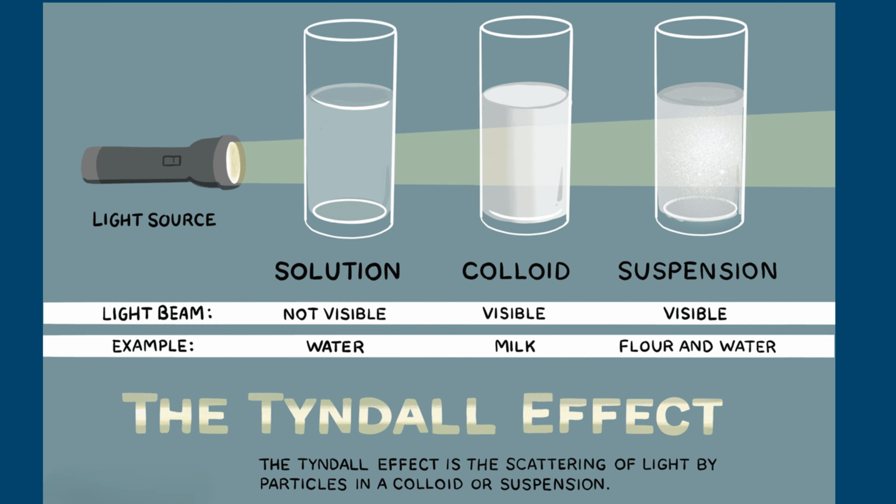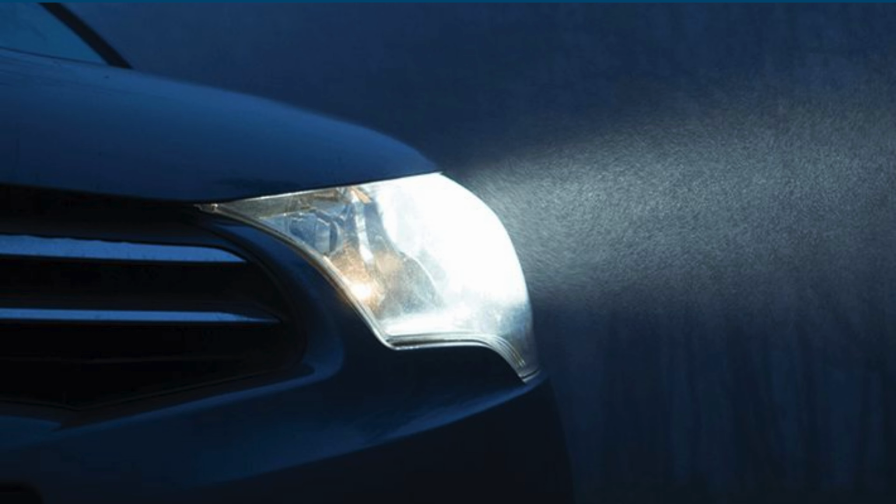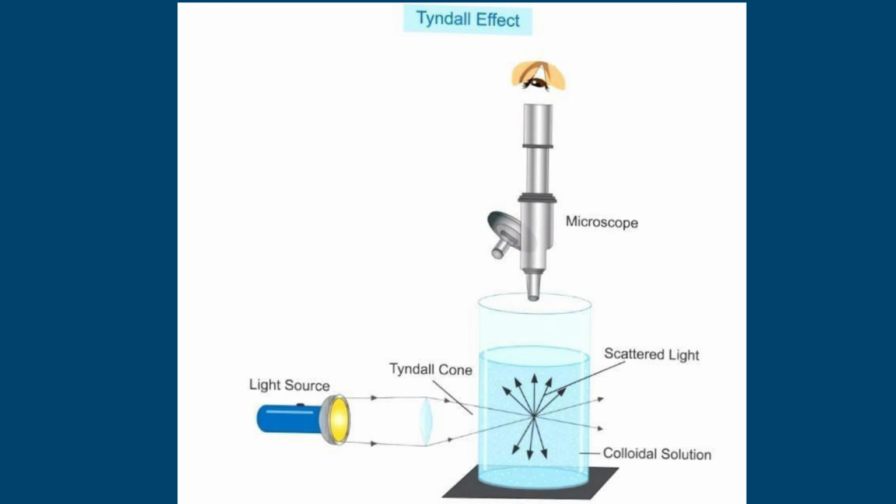including sunlight passing through fog, visible beams from vehicle headlights in dusty air, and the blue color of the sky. The intensity of scattering depends on particle size, concentration, and wavelength of light. Smaller particles preferentially scatter shorter wavelengths.